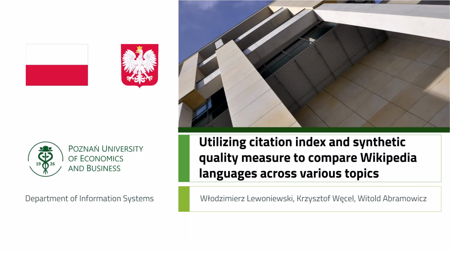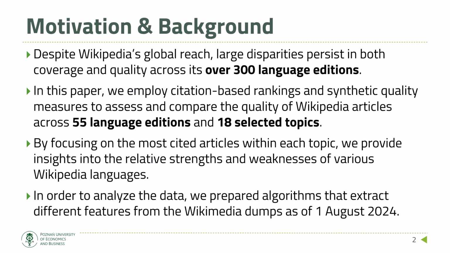Hello everyone. Today I'll present our work on using a citation index and synthetic quality measure to compare Wikipedia languages across selected topics. Wikipedia is a global brand, yet its over 300 language editions can tell very different stories. While readers of such developed language versions as English, German, French or Spanish more often can enjoy deep, well-referenced articles, speakers of many other languages may still face shallow stubs or outdated articles.